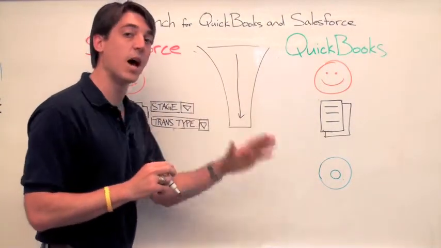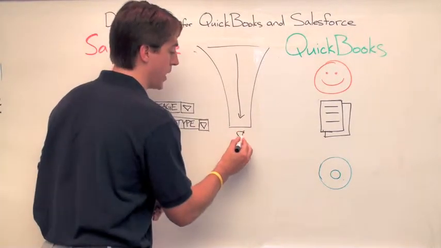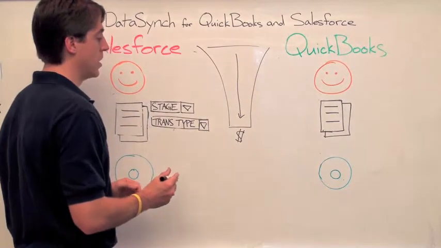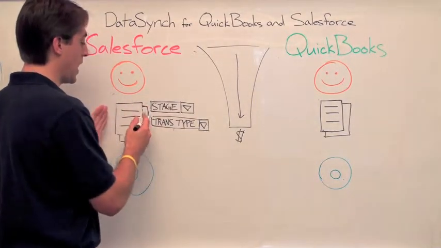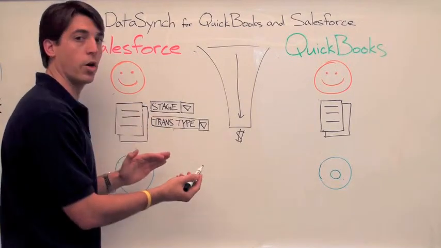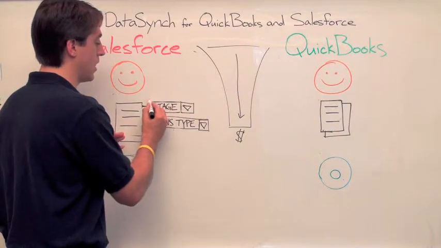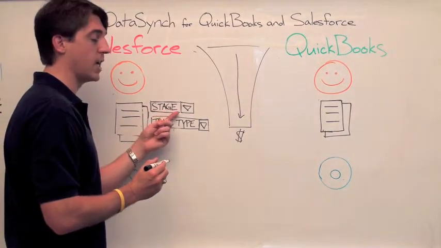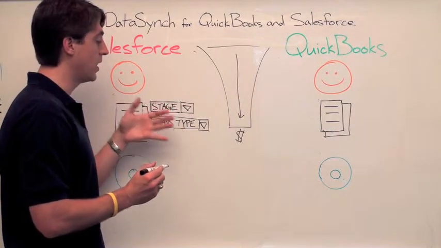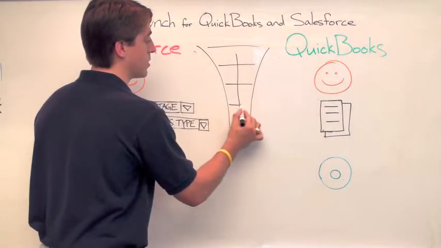Closed lost, they did not buy your product or service. Closed won means they did buy your product or service. So, how do you determine in Salesforce, in this opportunity, whether it's closed won or closed lost? Well, they have a field in Salesforce that's called a stage. And a stage has a list of different milestones in the sales pipeline.